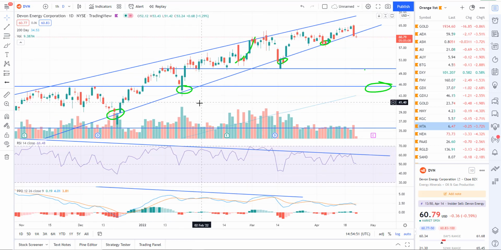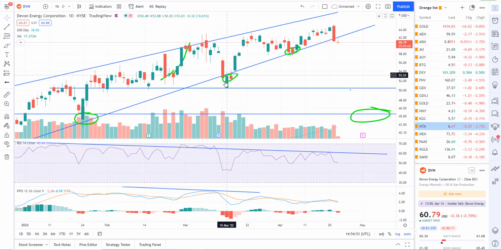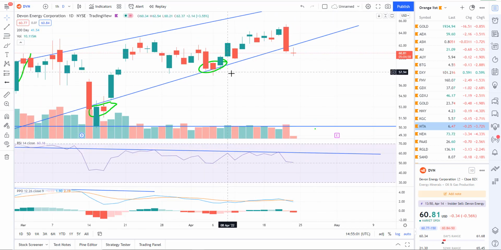So basically that's a reaction. There's another one. There's another one. We closed right at support, right in this area. One little false break right here, kind of a bear trap. That happens sometimes. There's another reaction.